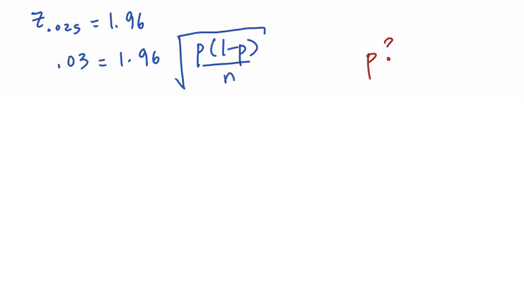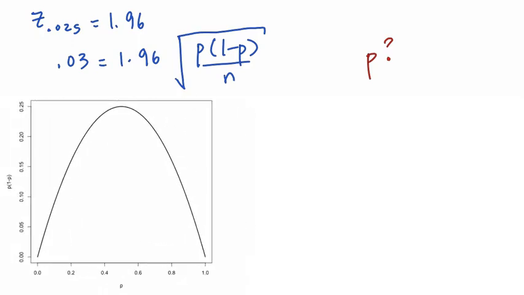Our margin of error includes the expression p times 1 minus p. Here's a plot of that for p ranging from its possible values 0 to 1. We can see it's a quadratic function that has a maximum value which occurs when p is equal to 1/2. So that's the value of p that maximizes our margin of error.